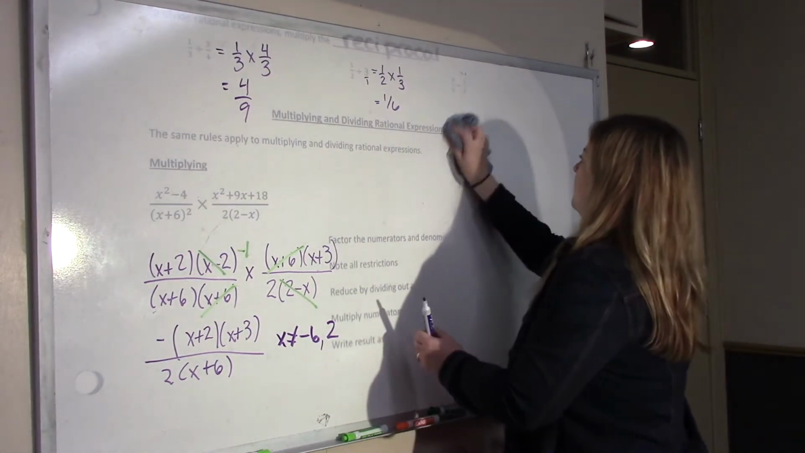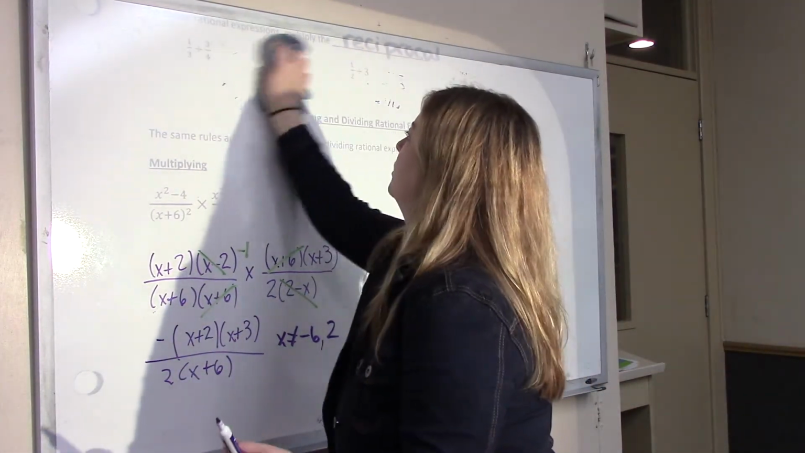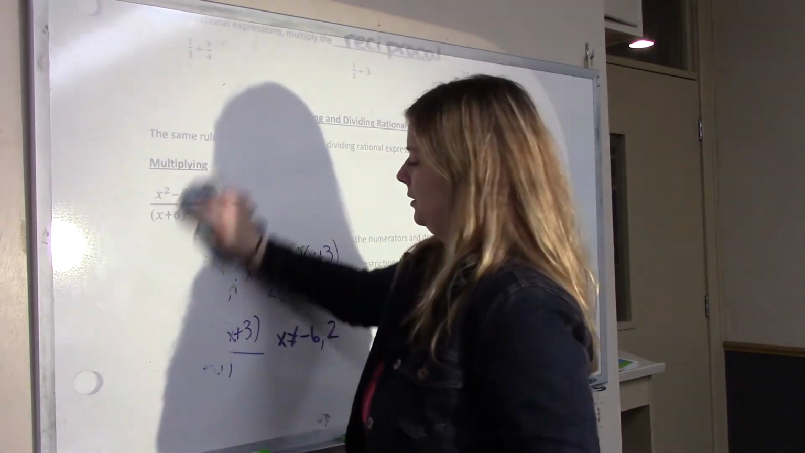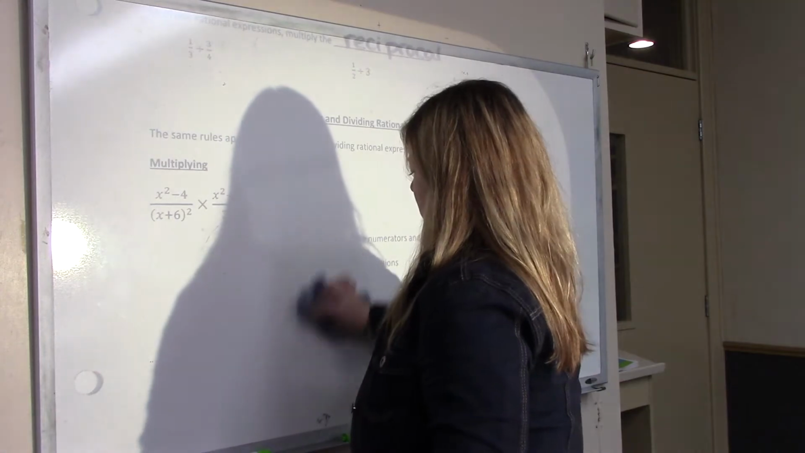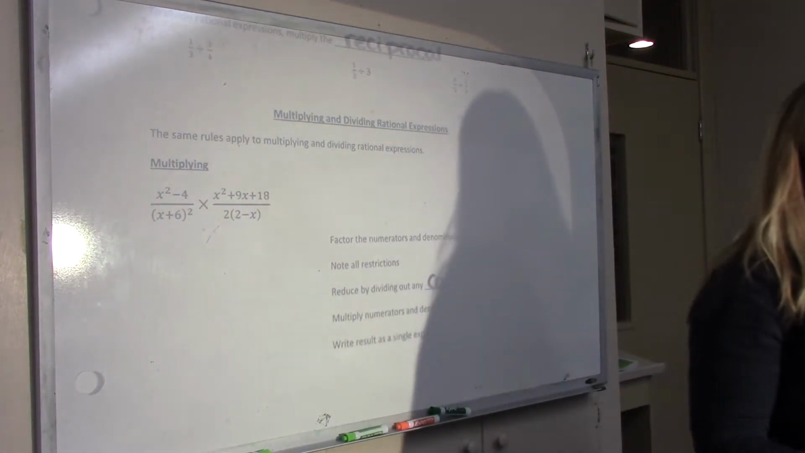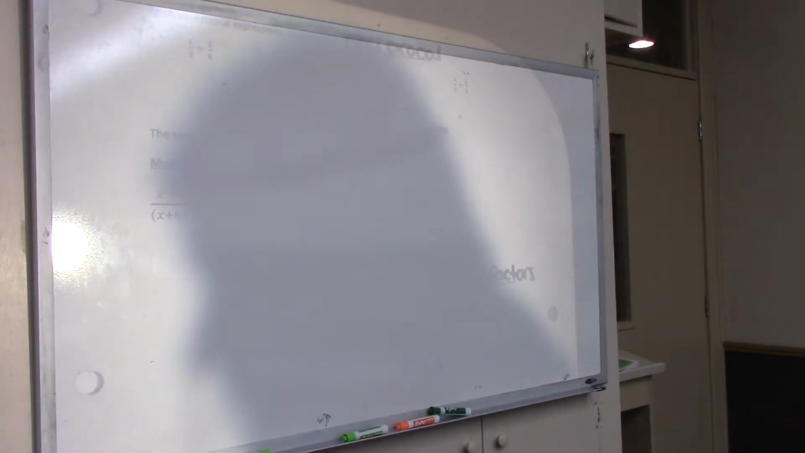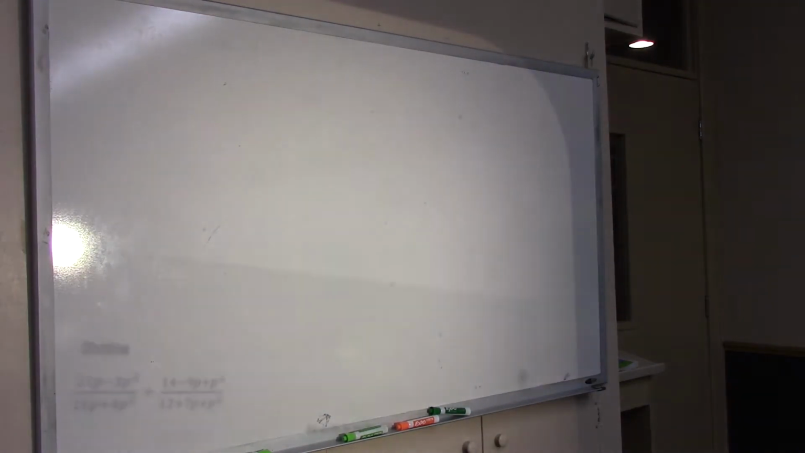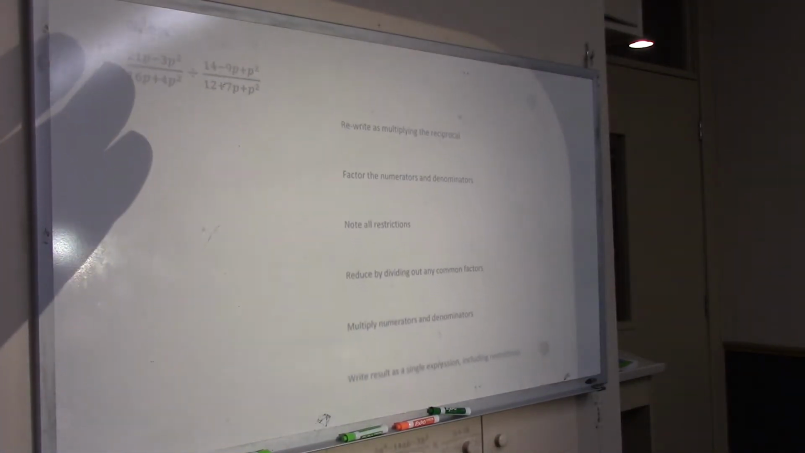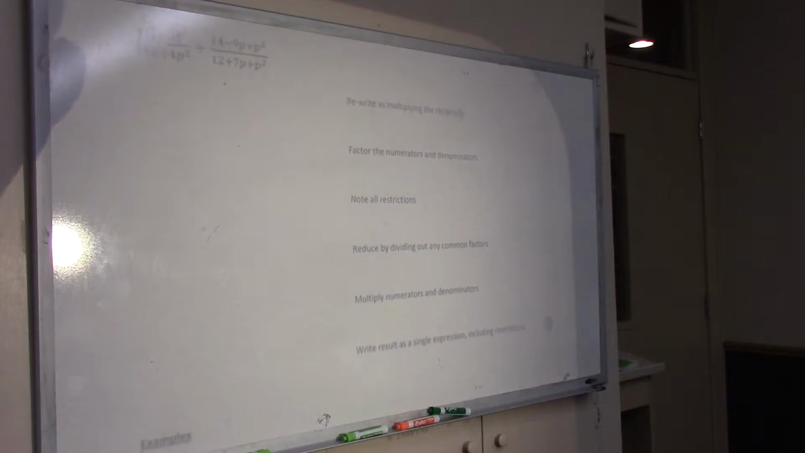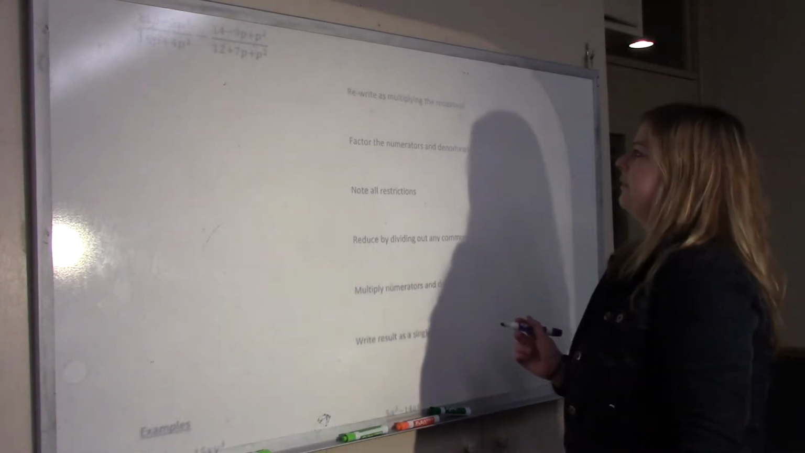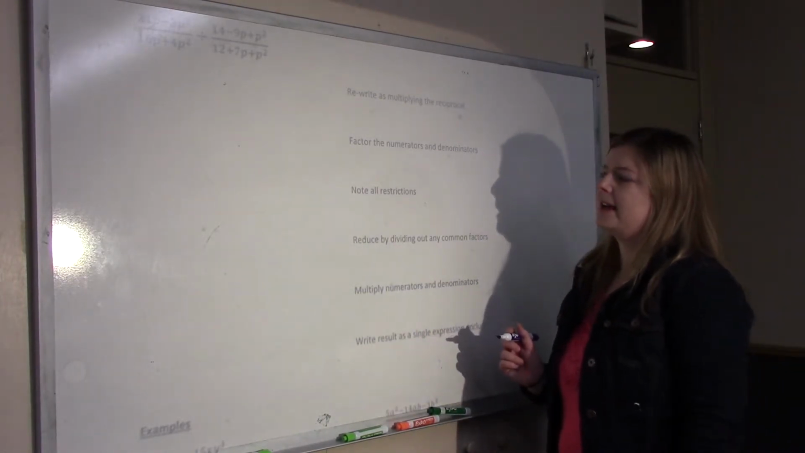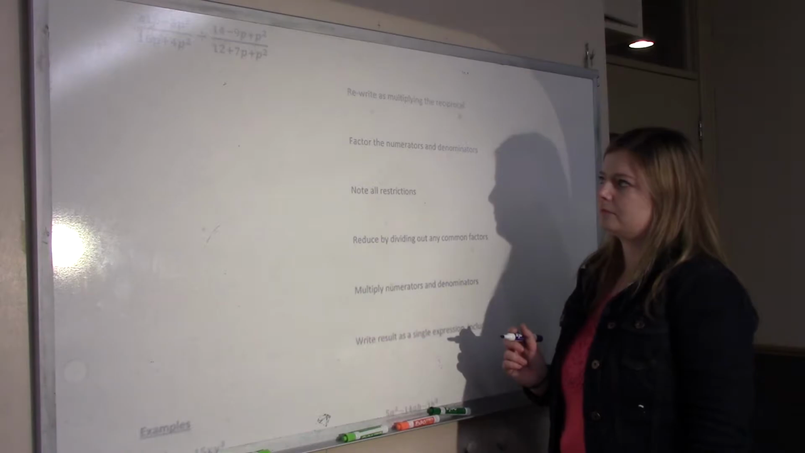Dividing is a bit different, because you have to do the whole flip and multiply thing. So first we want to rewrite as multiplying the reciprocal.